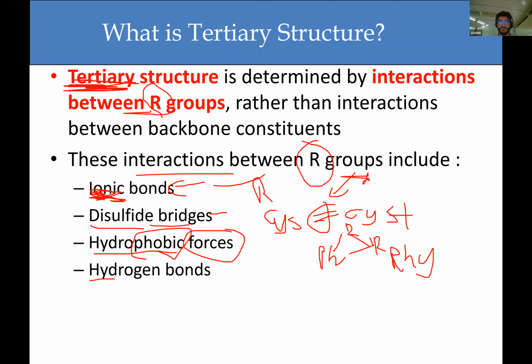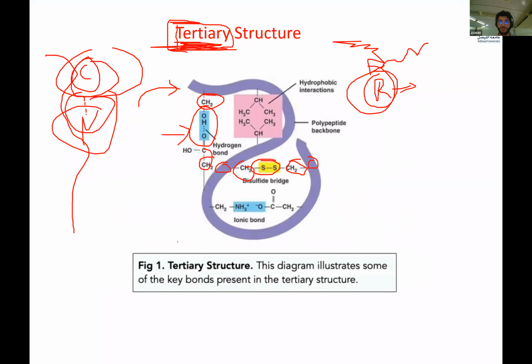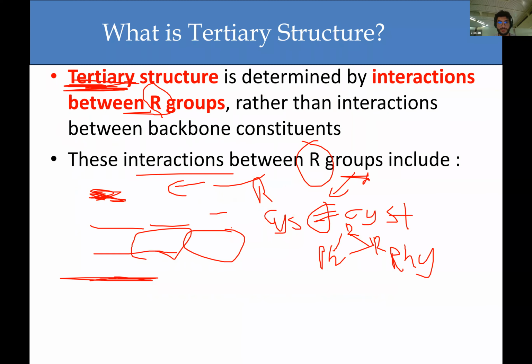And finally, there's your simple hydrogen bond, which is the one shown over here again. So an ionic bond, and for example, this is hydrophobic forces. Say this is an R group and this is an R group. So this is just a summary diagram of the tertiary structure.